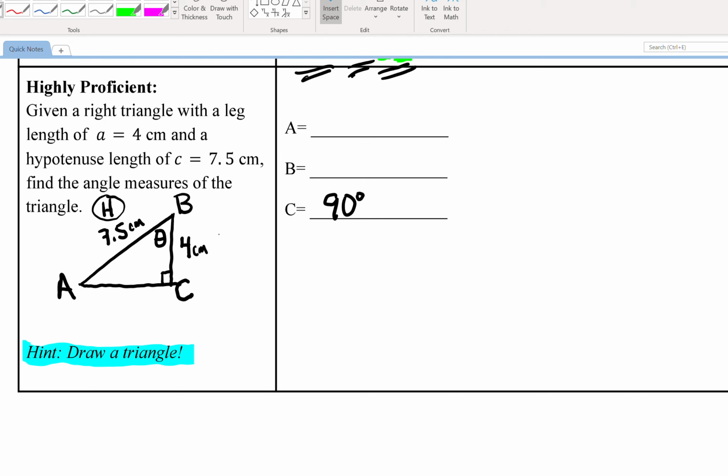I'll just change that to capital A, ADJ here, the adjacent. So I have H and I've got A. We go back to our mnemonic, SOH CAH TOA, and we note that we have A and we have H. And so A and H is this one. That's the cosine. And so we're going to use the cosine.